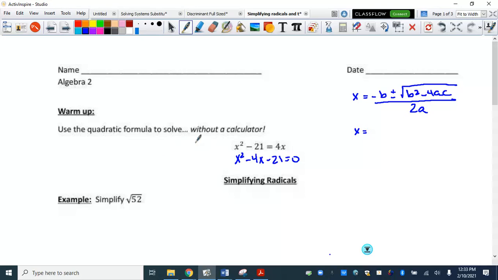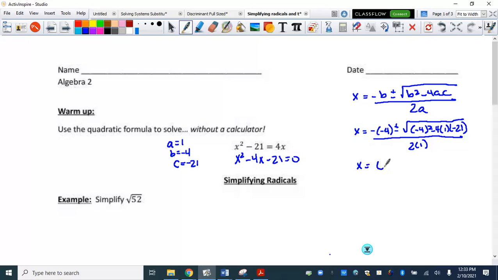So I'm going to start by just first A is 1, B is -4, and C is -21. I'm just going to plug those values in. So I have -4 plus or minus the square root of -4 squared minus 4 times 1 times -21, and that is all over 2 times 1. So I have x equals 4 plus or minus the square root.